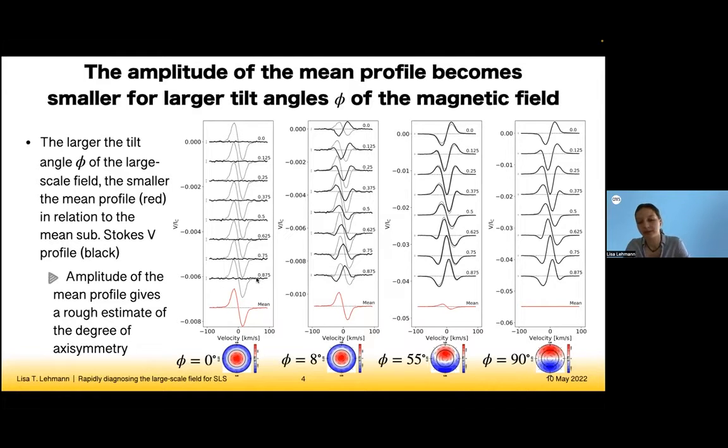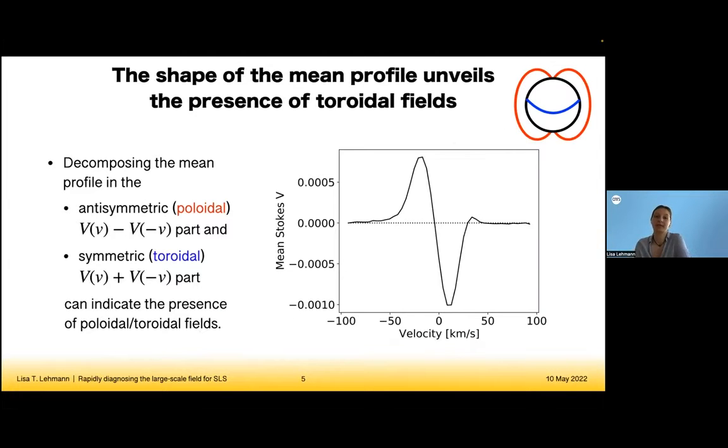If you go from the left to the right, you see how the tilt angle of the dipole is increasing from 0 to 90 degrees, using the same format of maps that Jean-François introduced in the beginning of the session. So you see, if the tilt angle becomes larger and larger, the mean profile gets smaller and smaller compared to the mean subtracted profile. So this gives you a rough estimate about the axis symmetry of the field, but the mean profile can give even more.